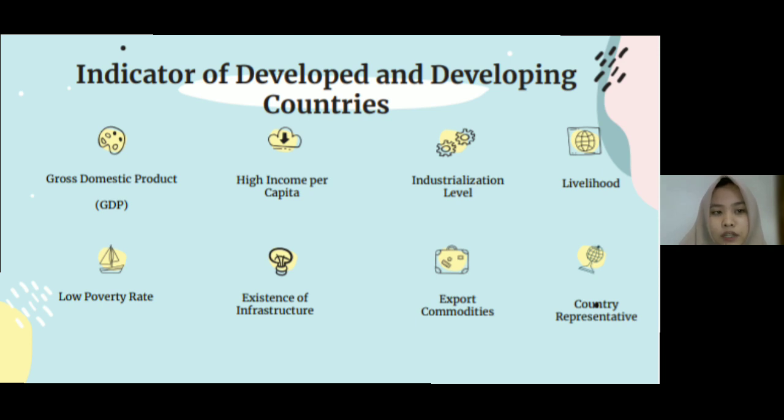And the seventh point is export commodities. In general, developed countries have large disparities in the aspects of export and import activities. Developed countries will tend to suppress the number of imports rather than exports to meet the needs of their people.